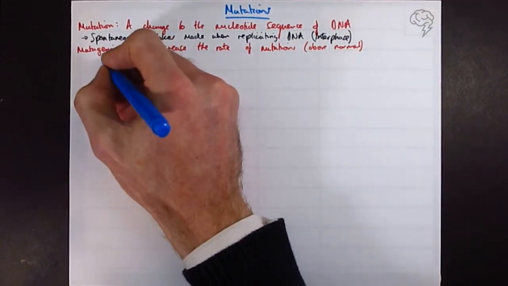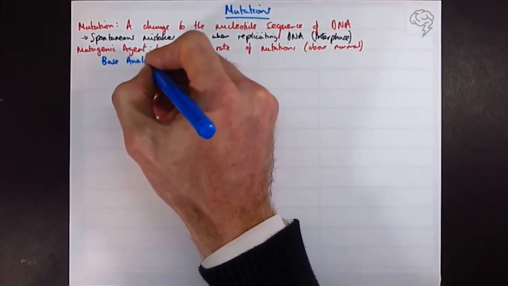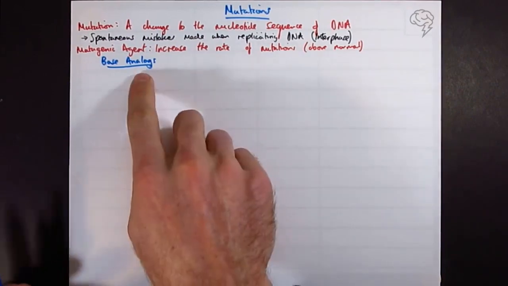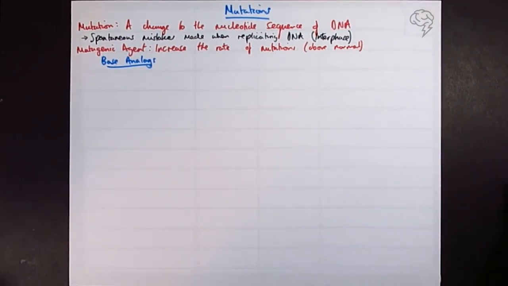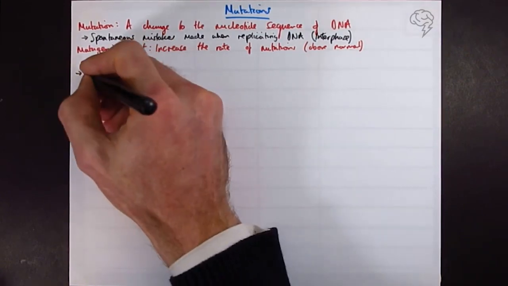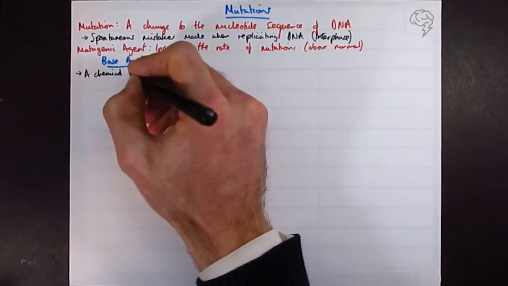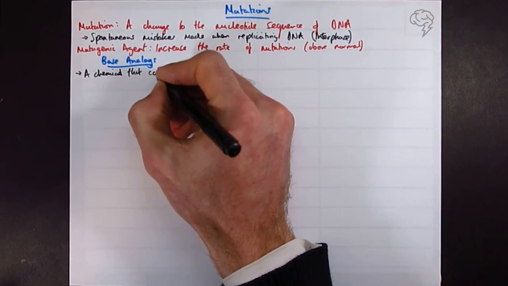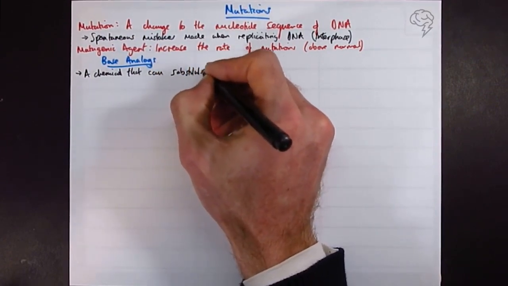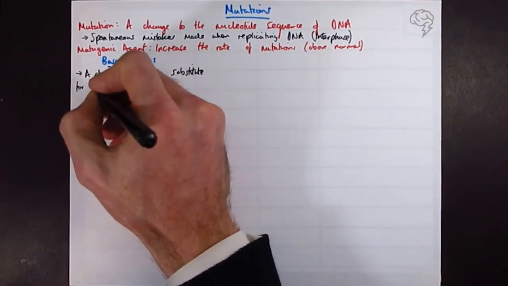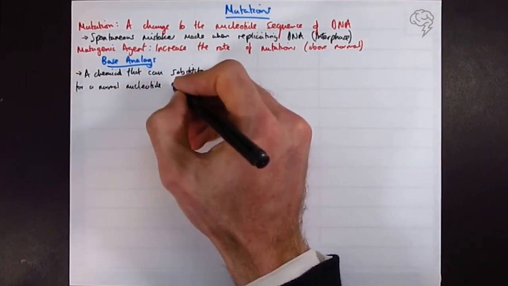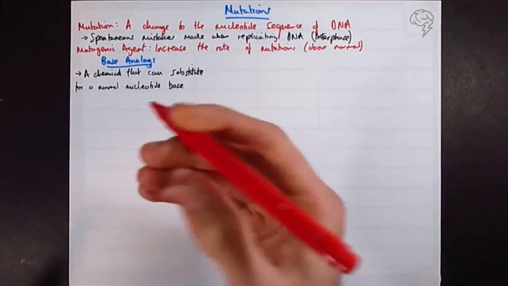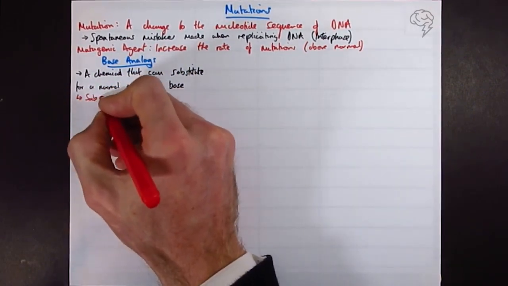So we've got base analogs. Analog means analogous, similar to. So it's a chemical that can substitute for a normal nucleotide base. It sort of takes the place of a normal nucleotide. This is generally going to cause a substitution mutation.